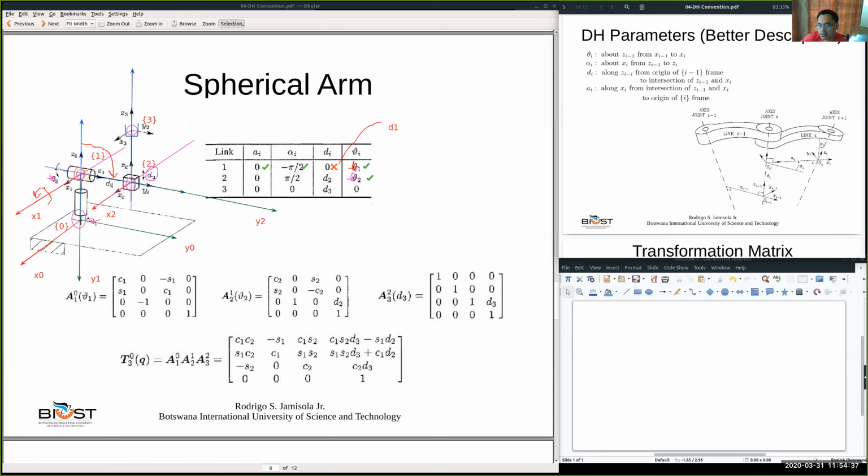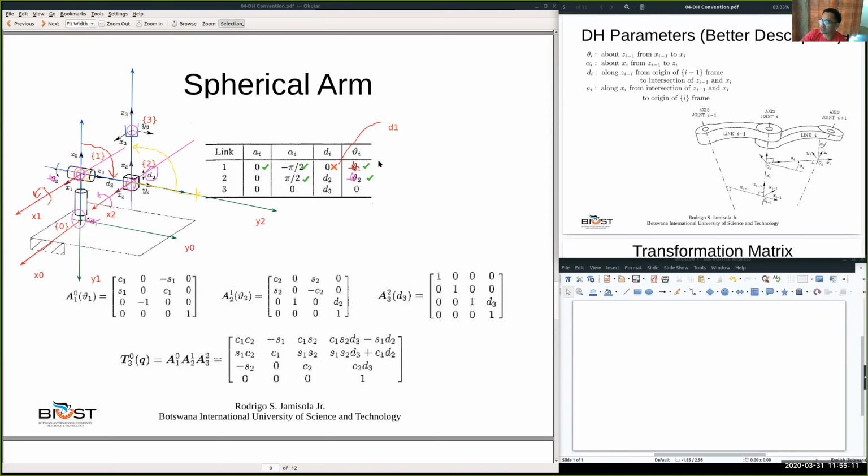So let's look at this again. That means it's rotating about X2 and Z1. Let me just change the color. You can extend Z1 here. That's Z1 and it moves toward Z2. That's why it's positive 90 degrees. So we're done with angles.